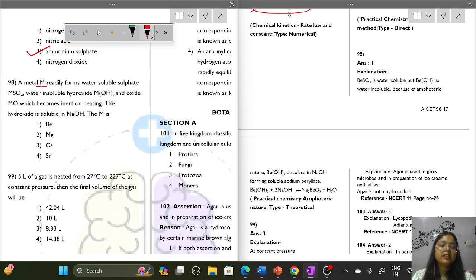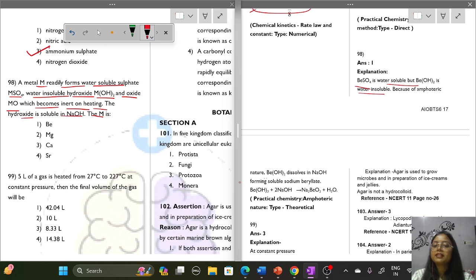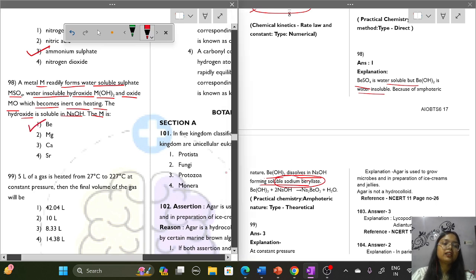A metal M readily forms water-soluble sulfate MSO4, water-soluble hydroxide M(OH)2 and oxide MO, which becomes inert on heating. The hydroxide is soluble in NaOH. So here BeSO4 is water-soluble but Be(OH)2 is water insoluble. Because of its amphoteric nature, Be(OH)2 dissolves in NaOH forming a soluble sodium beryllate. So the component here is beryllium.